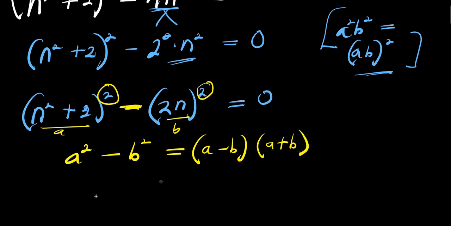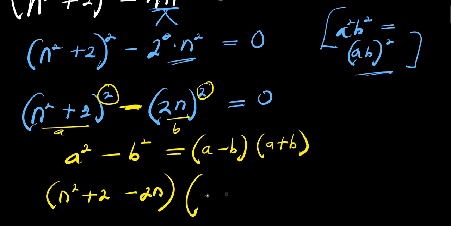So for a minus b, we are going to have n squared plus 2 minus b is 2n, times for a plus b we have n squared plus 2, then we have plus 2n, and this equals 0.